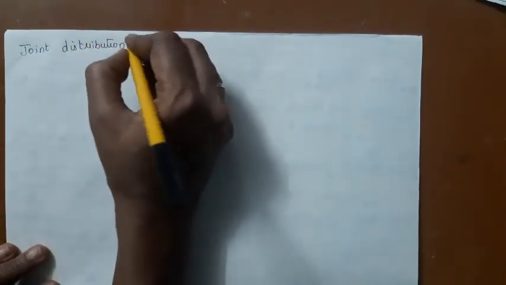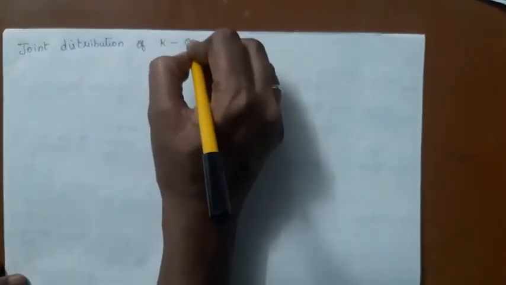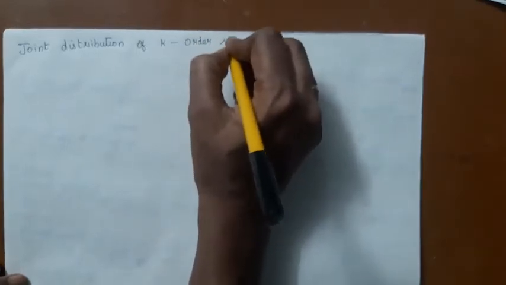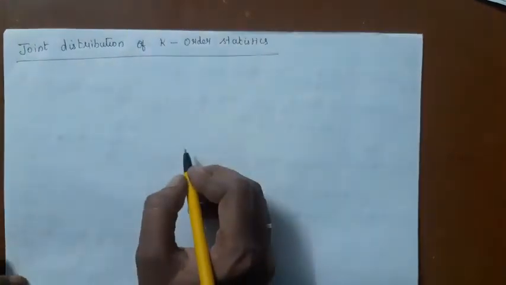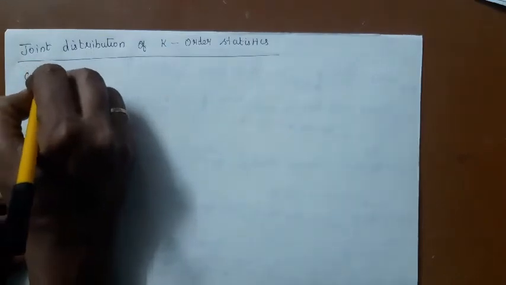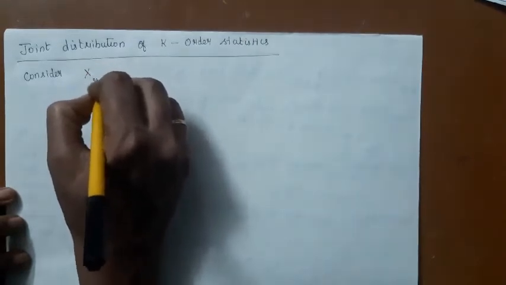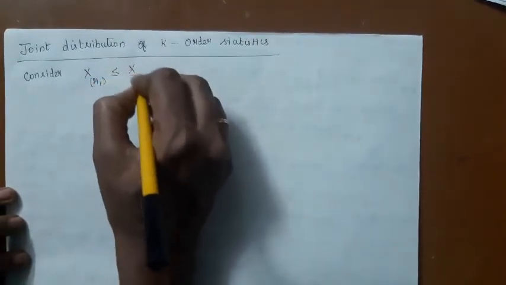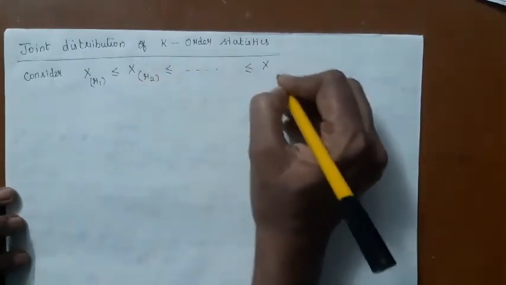Now, previously we considered the joint distribution of two order statistics, XR and XS. Now we are going to consider the joint distribution of k order statistics. It is not the kth order, try to understand, it is k order statistics. So I am going to take k order statistics now: the first order statistic, the second order statistic, and like this I am considering k variables.